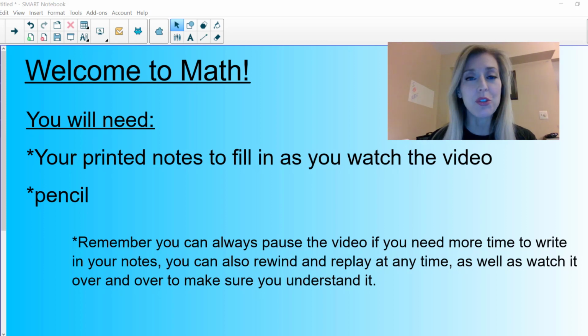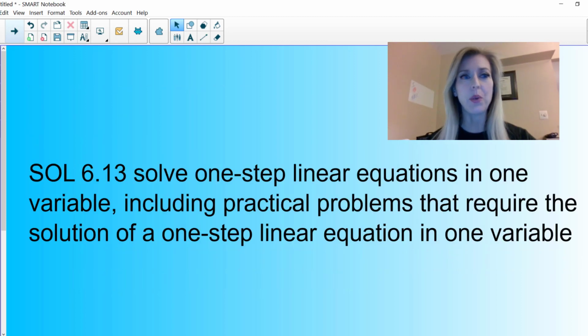Make sure you have your notes with you and something to write with so you can take notes as you watch the video. And of course, as you know, make sure you're pausing the video in order to catch up with your notes. And also go back, watch any parts that you need to see again to make sure you fully understand the concept. So today we are starting a new unit on equations and inequalities.